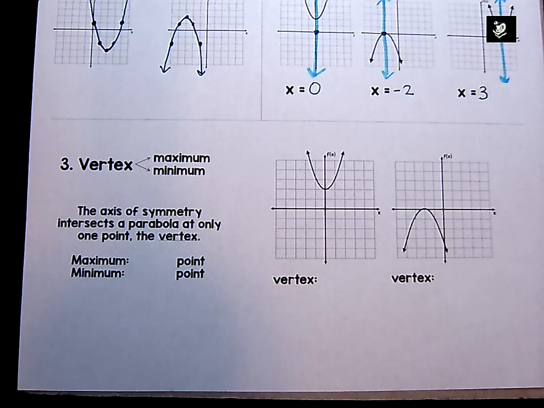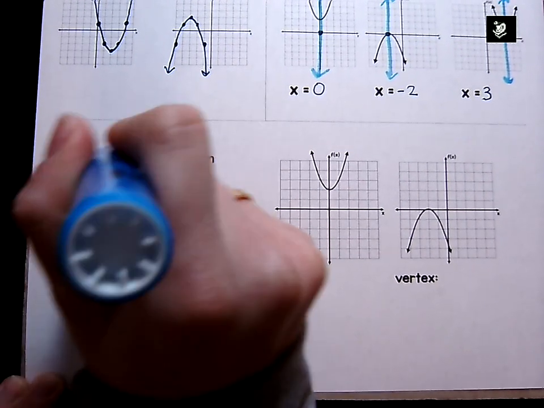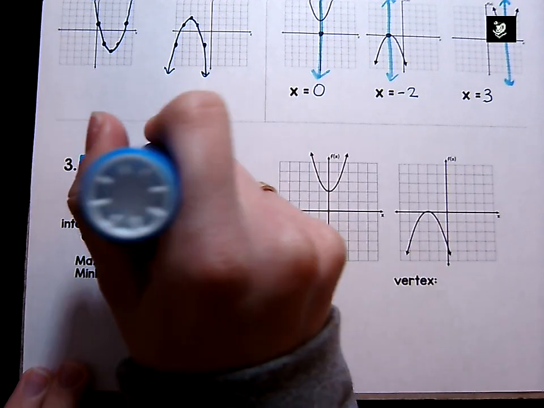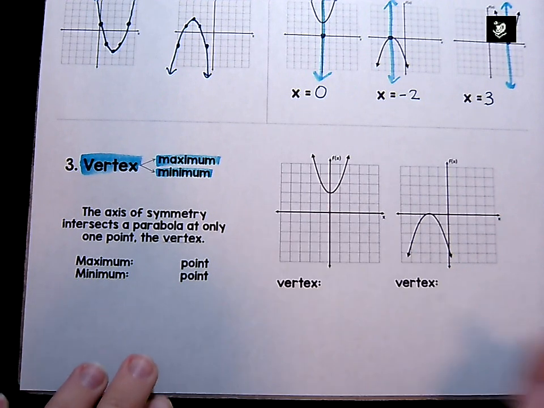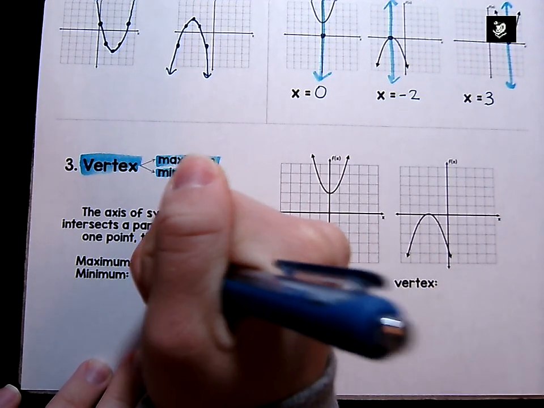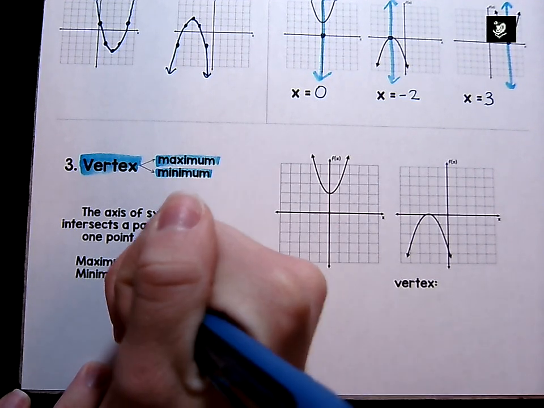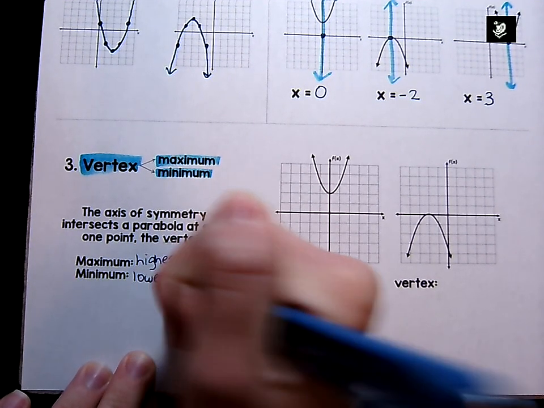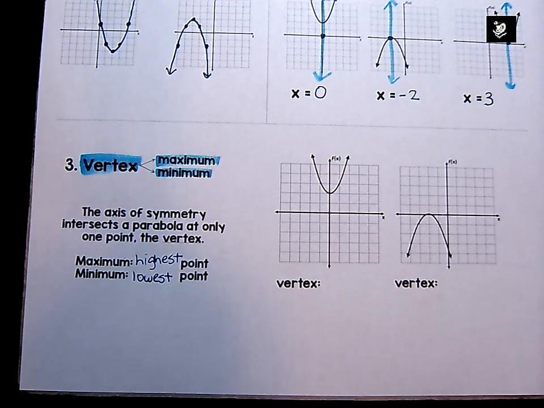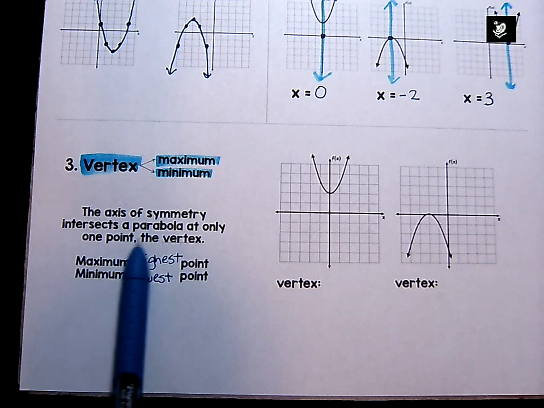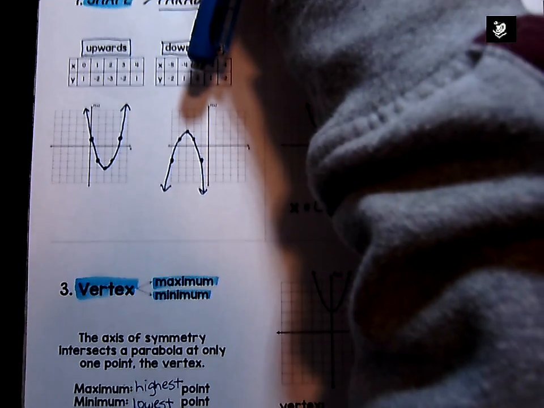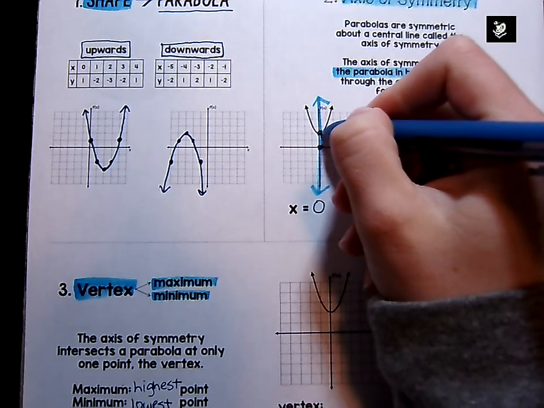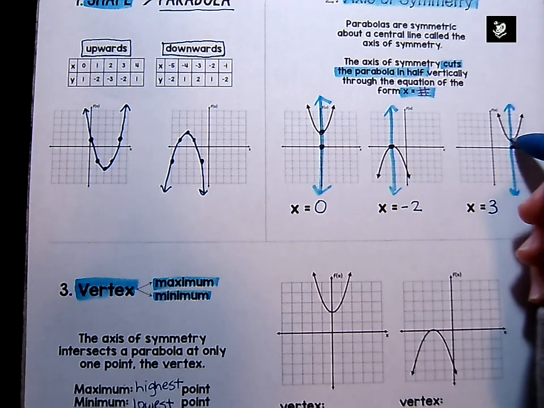So besides shape and an axis of symmetry, every single parabola has what's called a vertex. And that vertex can either be a maximum or a minimum. So what do I mean by that? A maximum is the highest point that the parabola hits. And a minimum is the lowest point that a parabola hits. Okay, so you either have one or the other. The axis of symmetry intersects a parabola at only one point, that vertex. So if I go back up here, I could show you that these blue lines were going through the vertex.